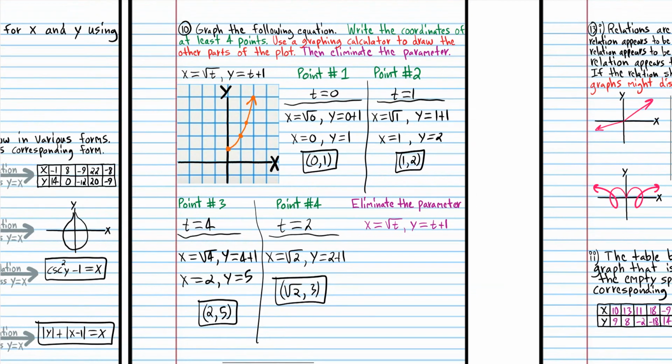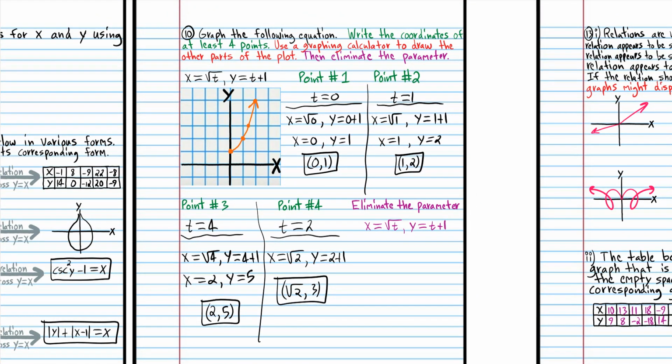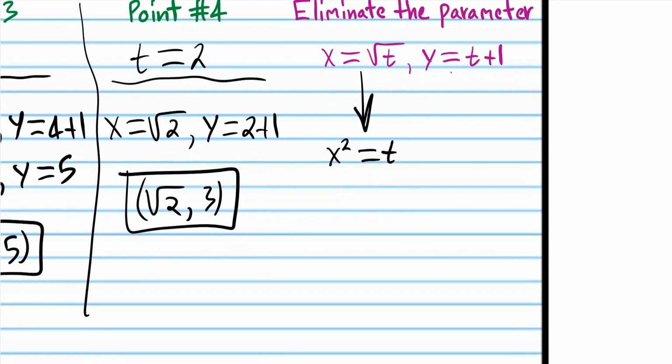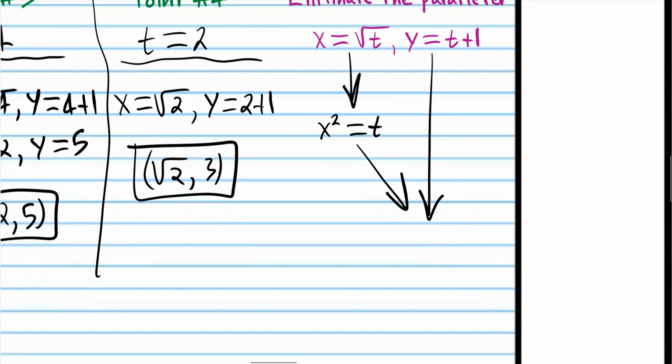So now we just have to eliminate the parameter. So we have our equations written here. I'm going to write that for you. And there are a couple of different ways we could do this. But probably the easiest way is to go ahead and square both sides of this first equation. And then plug that in for t in the second equation.